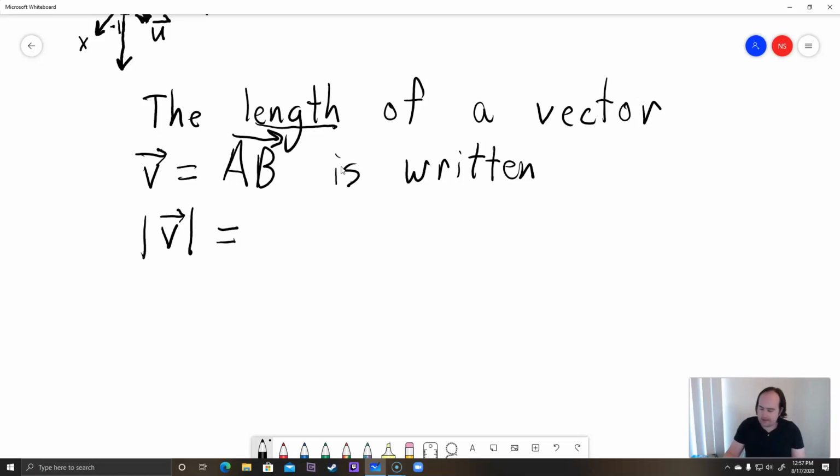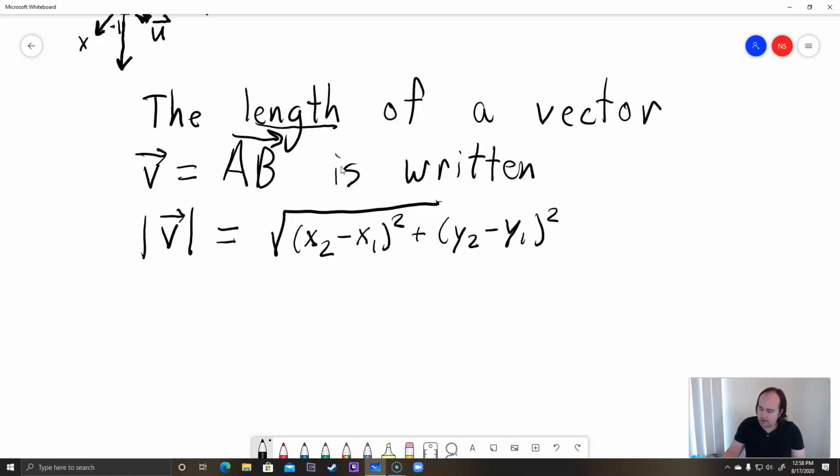So we write this as, it's actually going to be the square root of the difference of the squares. So it's going to be the square root of x2 minus x1 quantity squared plus y2 minus y1 quantity squared. And if it was just two-dimensional, then it would only have those first two terms. But if it's a three-dimensional vector, then it's going to have one more term, which is going to be the quantity z2 minus z1 quantity squared.